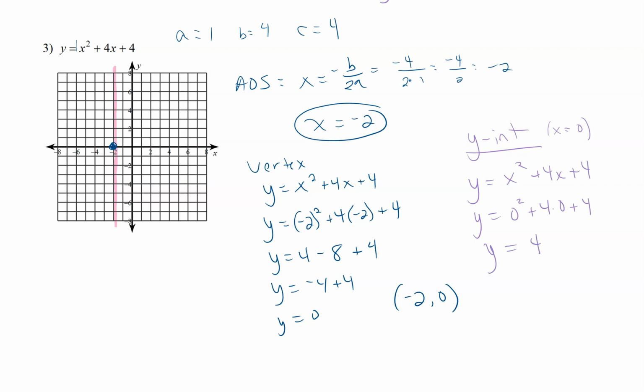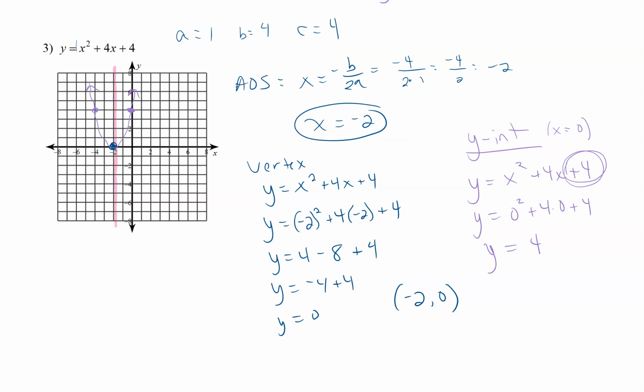You may remember that if it's in standard form, c is your y-intercept, so you might not have to do any work there. So we have a y-intercept of positive 4. We can mirror that point on the other side, and so for this one we don't need to make an xy table because we had enough points.